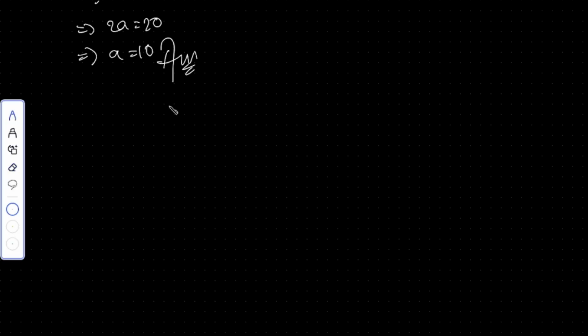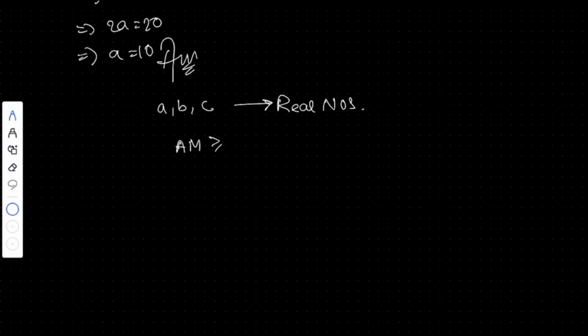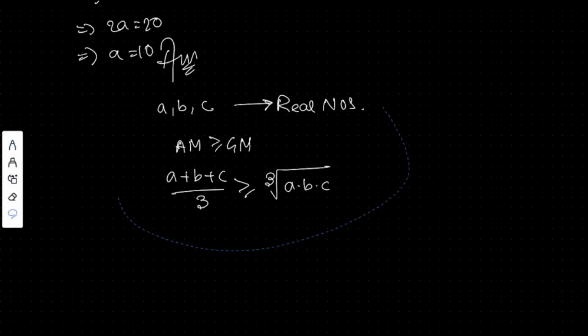You know the concept of AM and GM. Consider three numbers A, B and C. They are real numbers. Then the AM is always greater than or equal to GM. AM is A plus B plus C whole divided by 3, the sum of the terms by number of terms, greater than or equal to the cube root of the product of the numbers. Remember this fact only, it is very important.